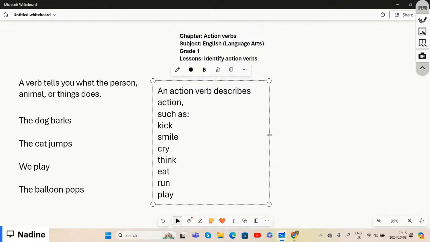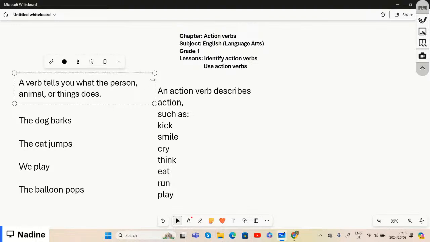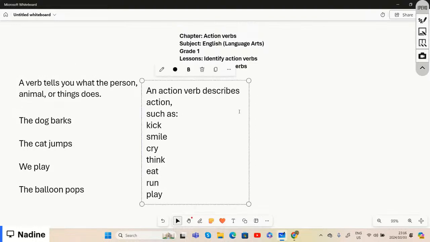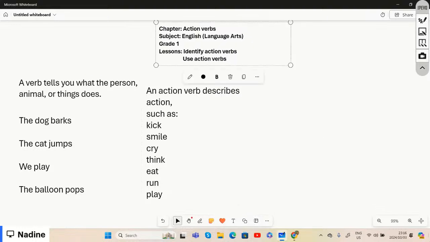Okay, so now we're going to write down a few sentences, right? And then we're going to identify the action verbs. All right. So now, if we look at action verbs, right? We said action verbs, it describes an action, it tells you what the person, animal, or thing does. That is an action verb.